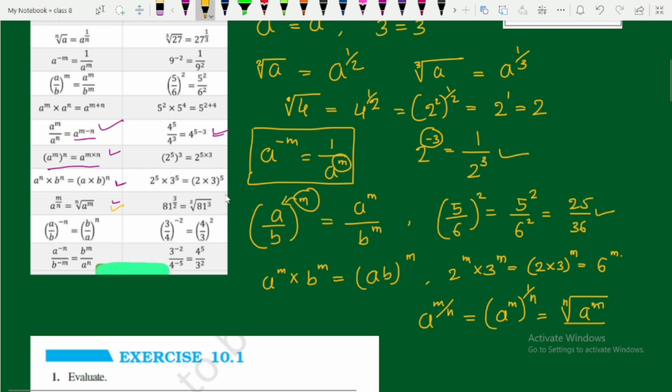Okay, so next one is already we discussed, when the power is negative, how can we write the positive? We take the reciprocal of the base.